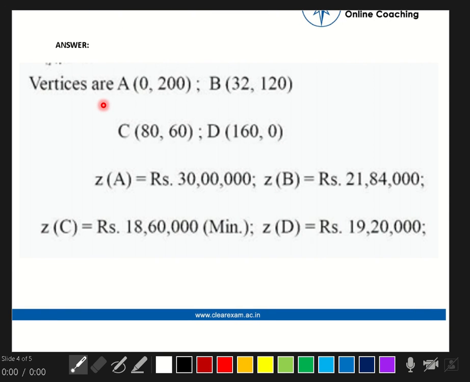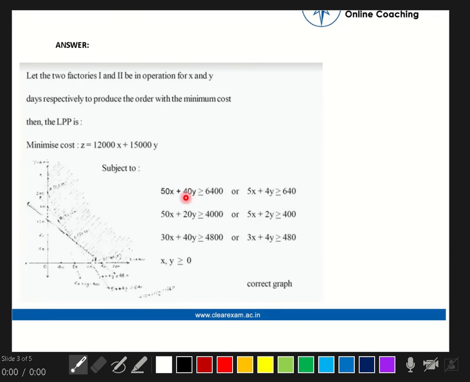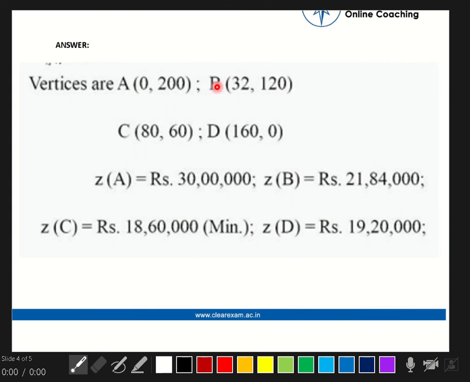Now the vertices: A is (0, 200), B is (32, 120), C is (80, 60) and D is (160, 0). This comes from solving for the values of x and y, and we got the coordinates of A, B, C and D.